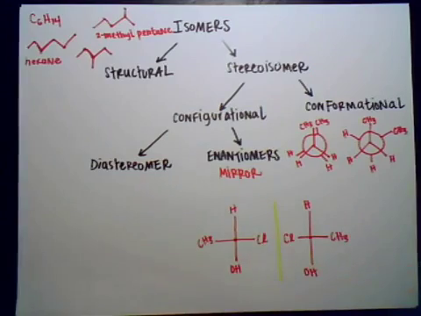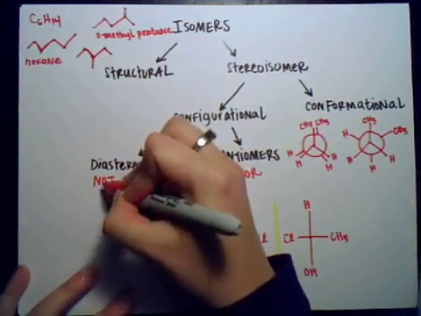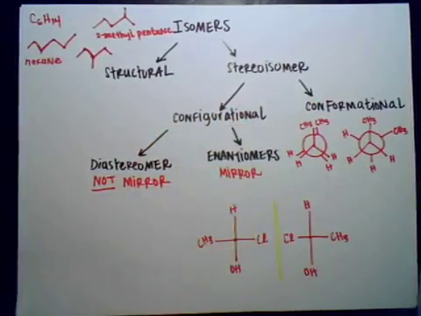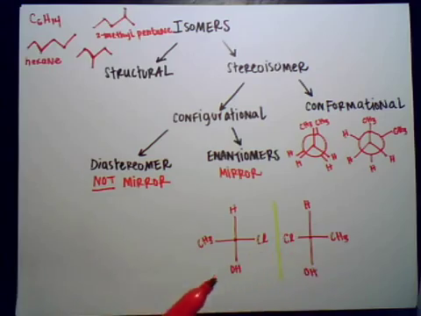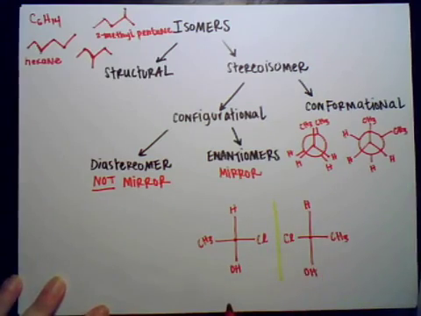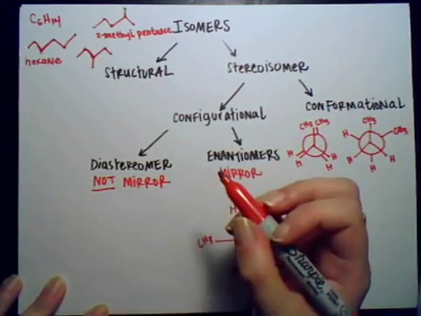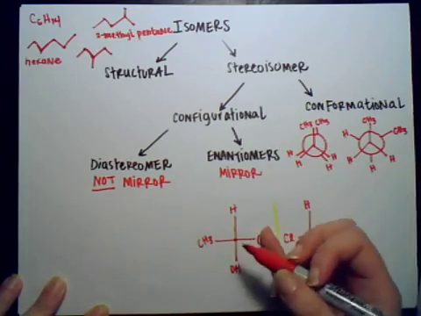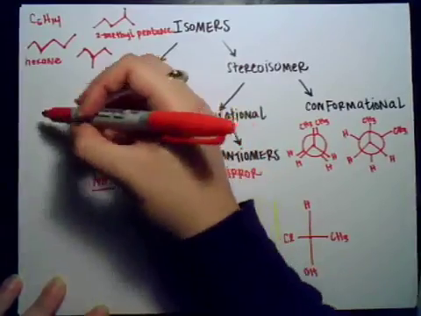So diastereomers are not mirror images of each other. Now, how is this? I'm going to draw the example right here. See how these ones are a mirror image in every way. Well, a diastereomer is going to have parts of it that are mirror images and parts of it that are not, therefore making it neither conformational nor an enantiomer, but also it cannot differ structurally. So I'll show you how this can be.